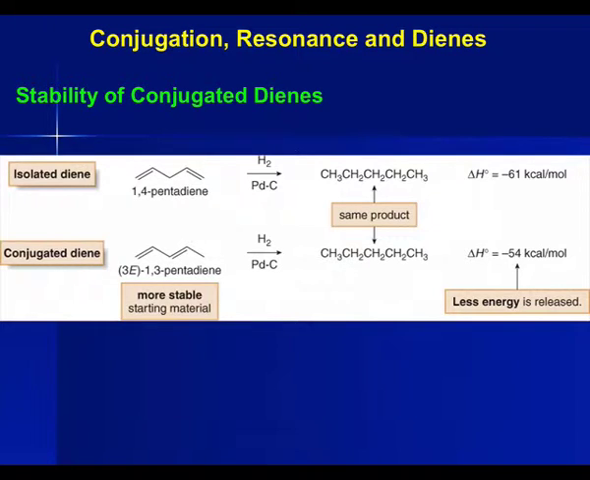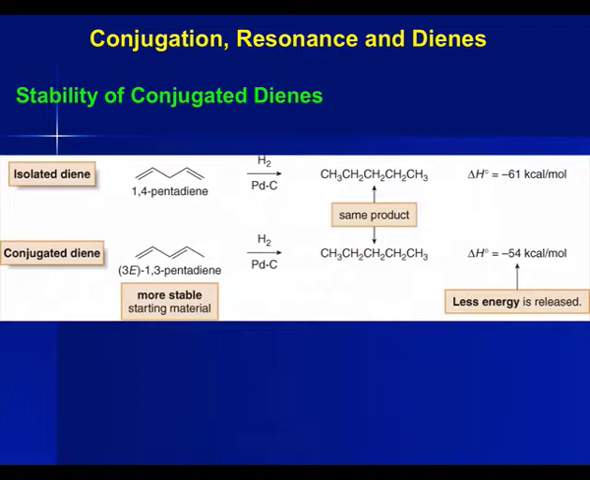And so we can do this quite easily. We can take 1,4-pentadiene and 1,3-pentadiene. Both of these molecules have the same number of carbons, same number of hydrogens. They are isomers of one another. We can hydrogenate these molecules to where we get pentane in both of them, so they go to the same product, right? So the floor is the same. And we can measure the heat that comes off of these reactions. In this top example, we get 61 kilocalories per mole of heat coming out. This bottom reaction will only get 54 kilocalories per mole of heat coming out.